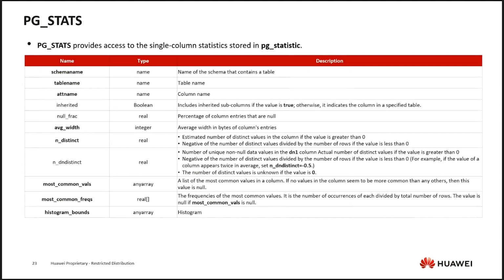PG_STATS provides access to single-column statistics stored in PG_STATISTIC. It contains some statistics, such as the average width of the column's entries. This table is often used to optimize execution plans.